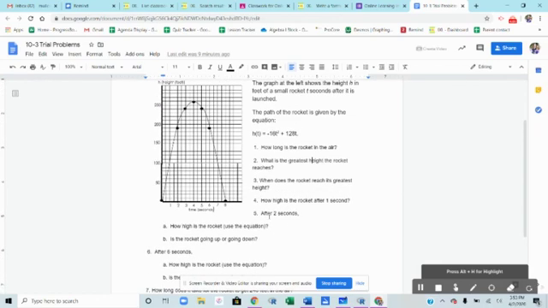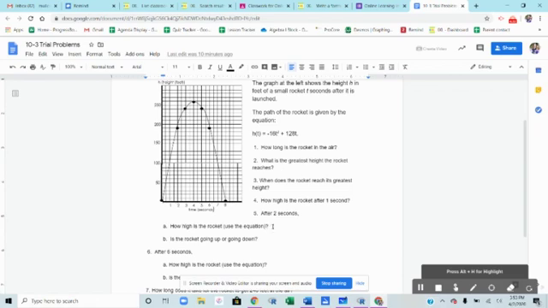Next one says after 2 seconds, we're going to do 2 parts. First, we're going to figure out how high is the rocket. It does say to use the equation, not to use the graph. The reason for that, if I go 2, just like we did for 1, we've got this little dot here, but you notice how that dot is not quite on the graph? That means if we were to use the graph, it would only be an estimate and it would not be accurate. So we're going to use the equation.